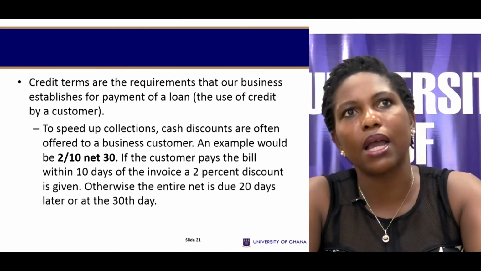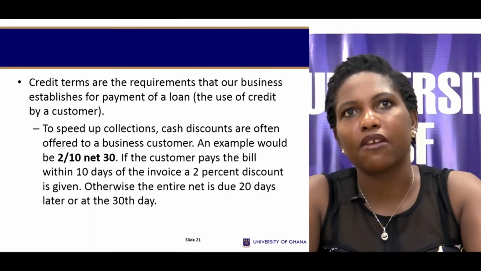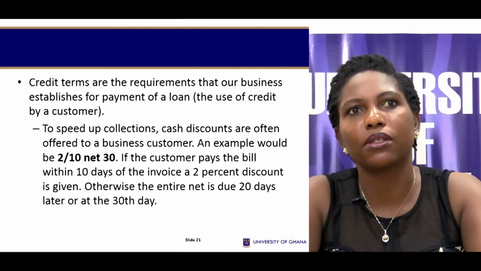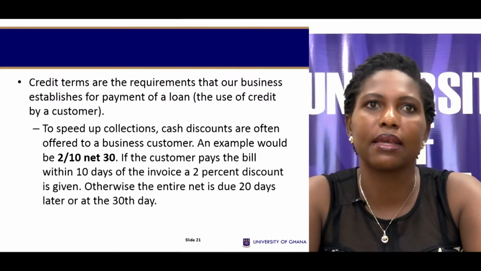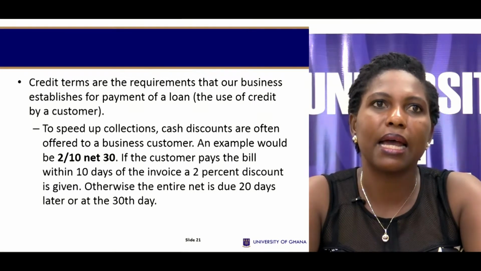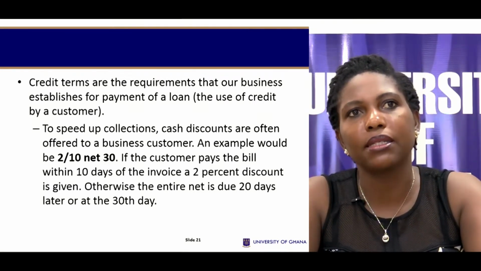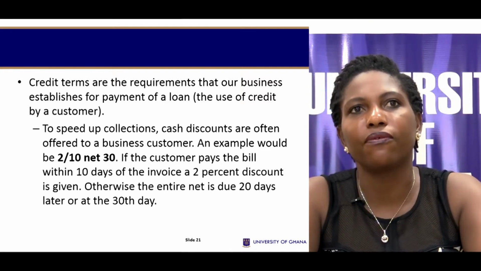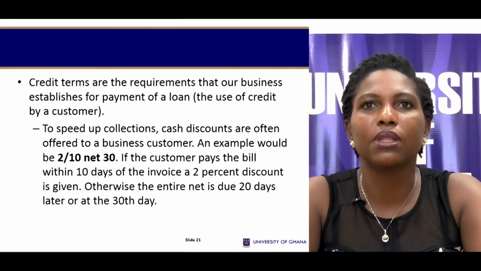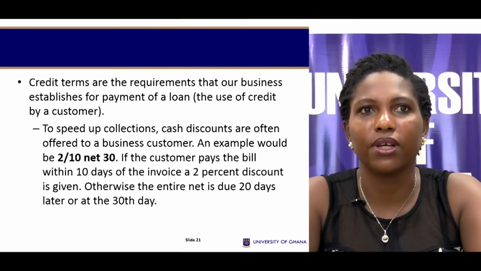So now let's look at the credit terms. Now the credit terms can be written in the format of something like 2/10, net 30. What it means is that the customer gets a 2% discount if payment is made within 10 days of invoicing. If not, the full amount is due 30 days from invoicing.